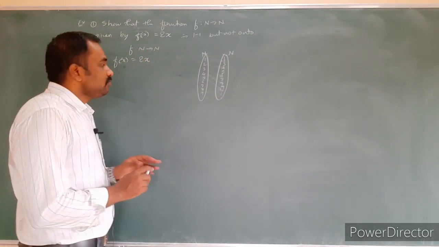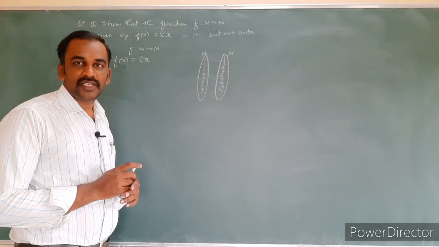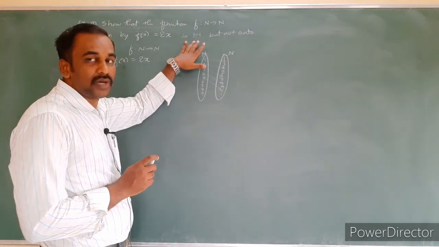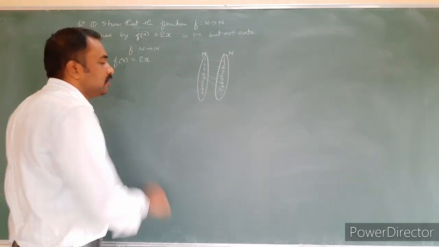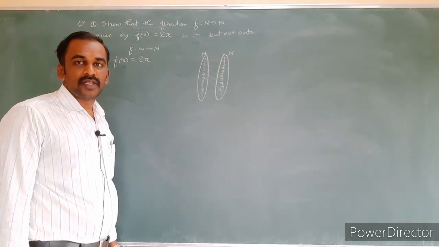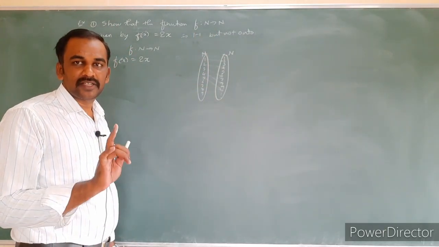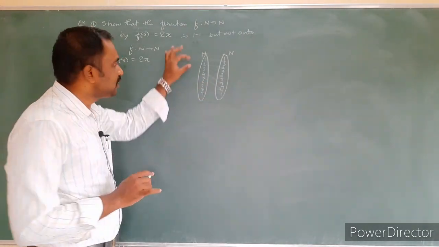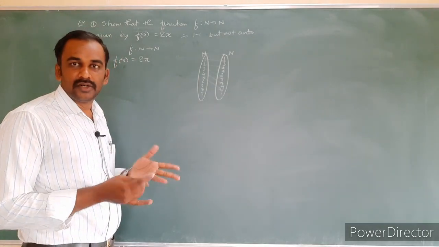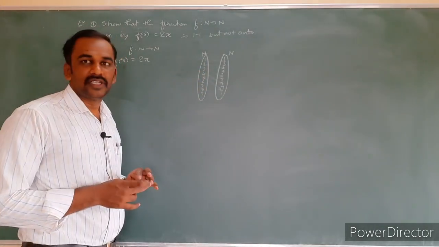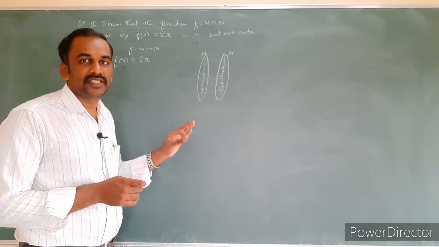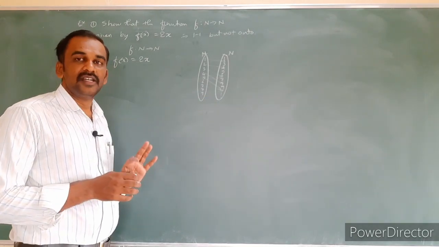Now we are required to check whether it is one-one. I am going to prove that it is one-one but not onto. What is the definition of one-one? Different elements have different images. Check it: are there any two elements with the same image? No. So different elements have different images. From the arrow diagram, we get the hint that it is one-one.